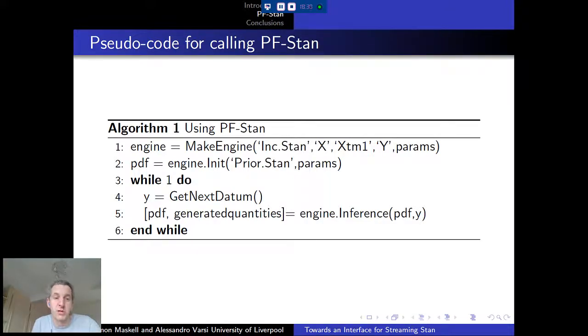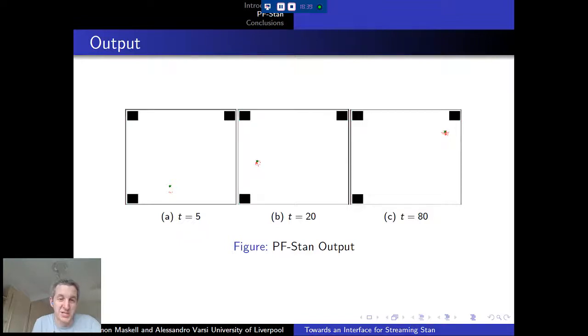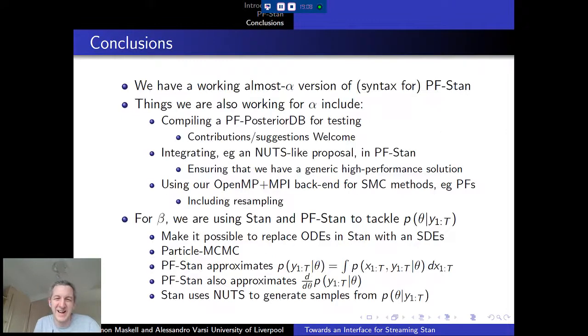Crucially, this works. So not the world's most exciting results perhaps, but we have a particle filter that uses that Stan syntax and pseudocode, or actual code that looks a bit like that pseudocode, and generates the red dots as particles which track, using range-only measurements from the black squares, to localize the object that's actually where the green small icon is. So we have a working almost alpha version of the syntax for pfStan.